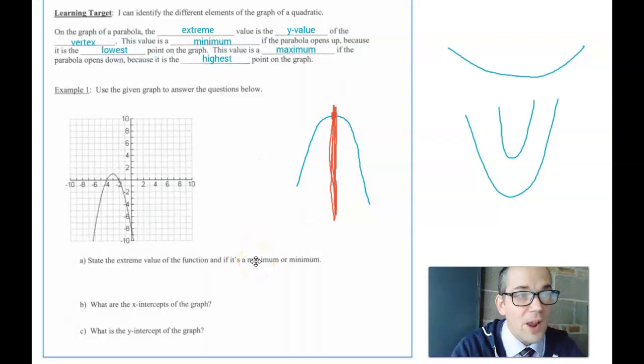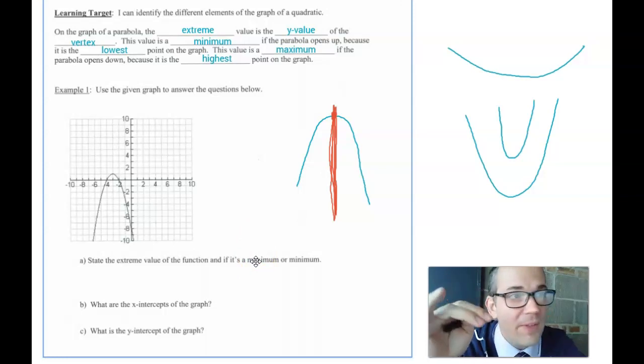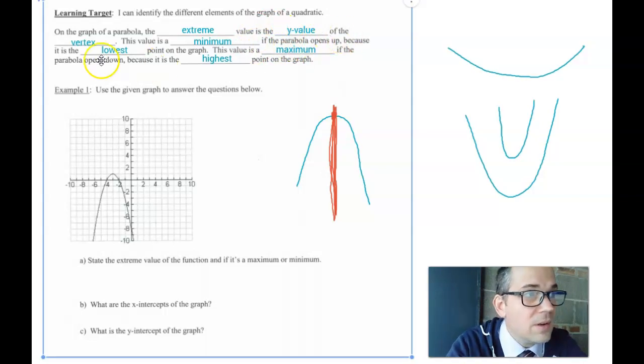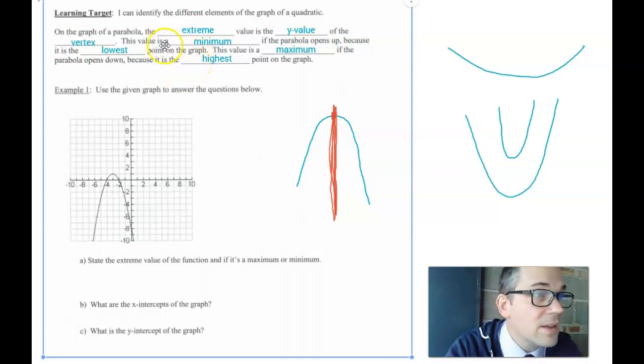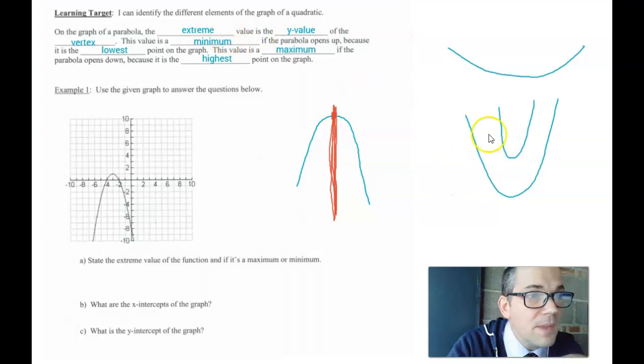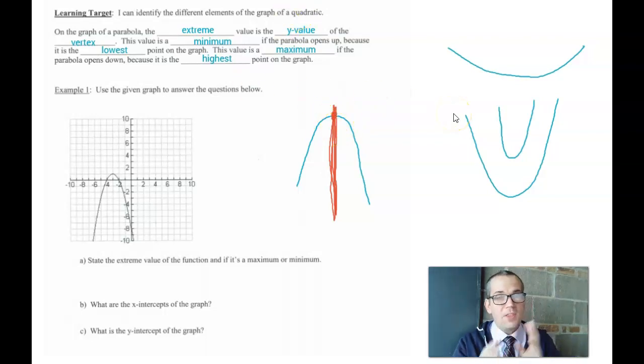If we're looking at the graph of a parabola, the extreme value of that graph, the highest or lowest value of that graph, is the y value of the vertex. So if I'm asking for the extreme value, all I want you to tell me is the y value of the vertex. It's going to be a minimum if the parabola opens up, because when the parabola opens up, we have that vertex way down here. It's the lowest point on the graph. The value is going to be a maximum if the parabola opens down, because again, that vertex will be the highest point. So we're kind of hopefully blending common sense.